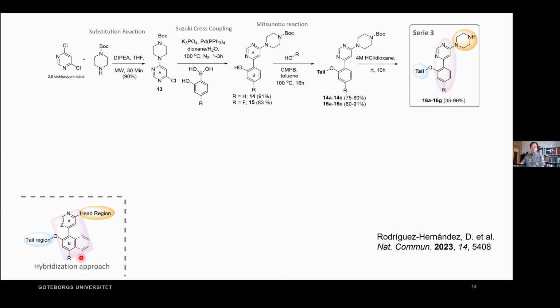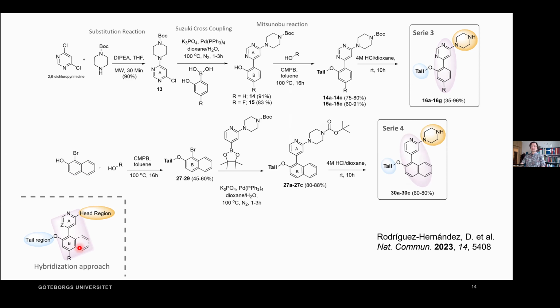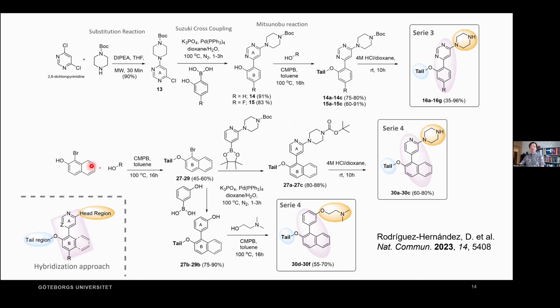The next series of compounds has a bicyclic B core. It's illustrated down here. And that we make from this bicyclic phenol, introducing the tail first by Mitsunobu reaction. We can do the palladium-mediated coupling reaction. We can then treat it with acid to cleave off the Boc, and we get series 4 containing the cyclic head group. If you wanted to have the straight chain with an amino function at the end, it follows the path down here. It's first a Suzuki coupling followed by a Mitsunobu reaction to generate these kinds of compounds. So then you've seen the chemistry that was used for making these series of compounds.